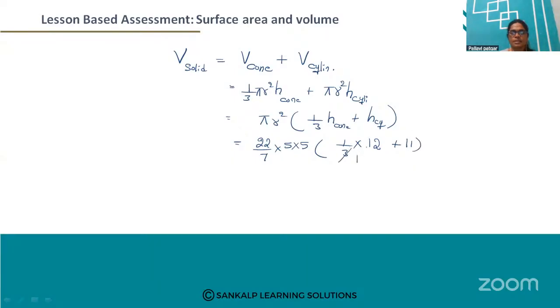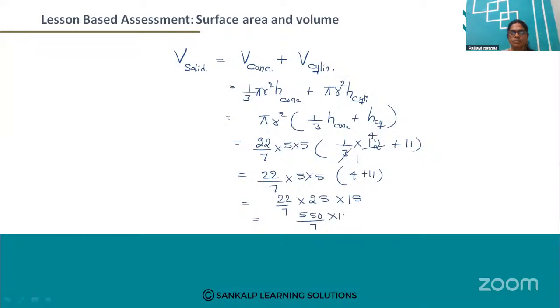So 3 ones are 3, 3 fours are 12. This is equal to 22 divided by 7 into 5 into 5. So here 4 plus 11. So here 22 divided by 7 into 25 into 15. So this is equal to, here 25 into 22 is 550 divided by 7 into 15. This is equal to 550 into 15 is 8250 divided by 7.